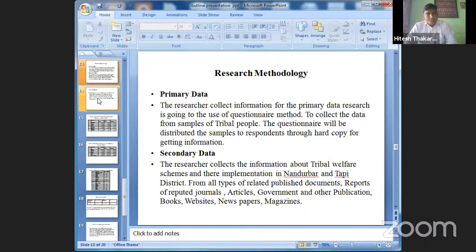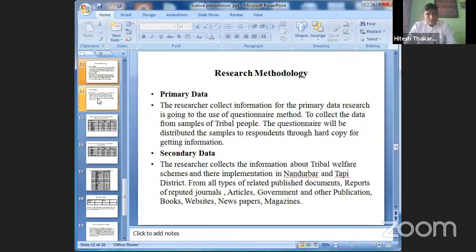Research methodology. In research methodology, we have use of both primary and secondary data also. The researchers collect information for the primary data research by using the questionnaire method to collect the data from samples of tribal peoples. The questionnaire will be distributed to the samples of respondents through hard copy for getting information.